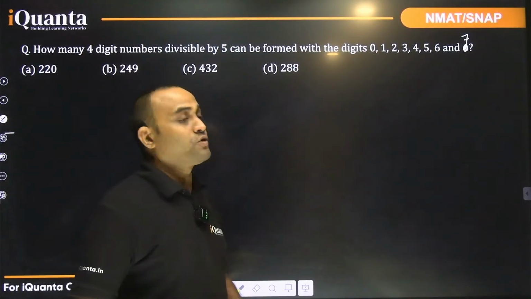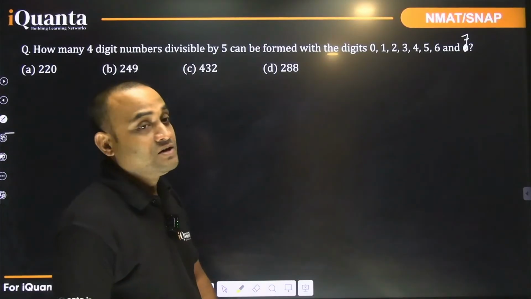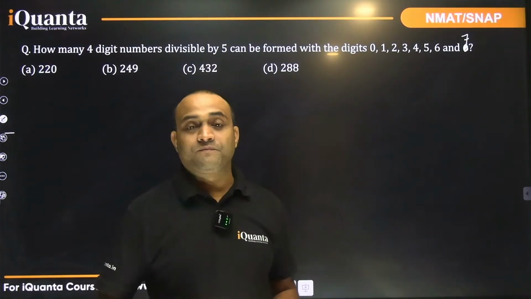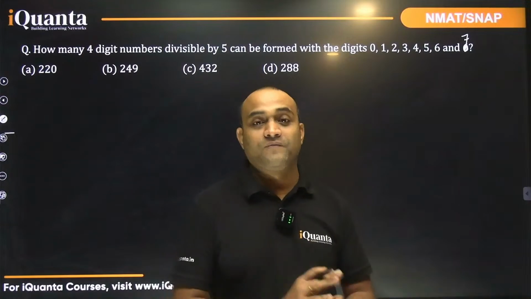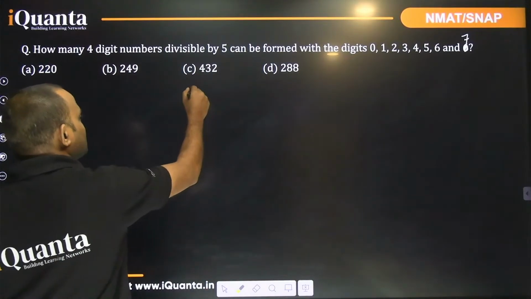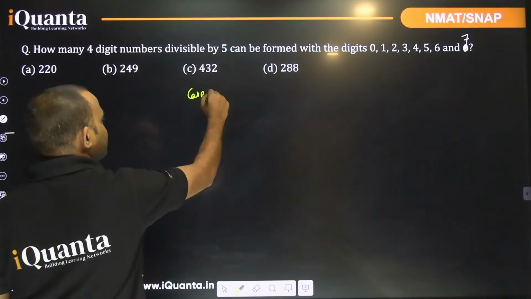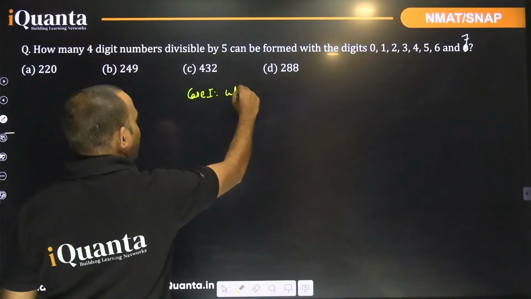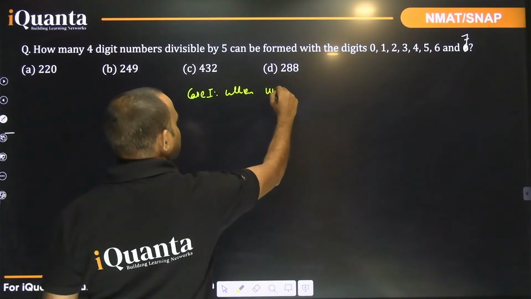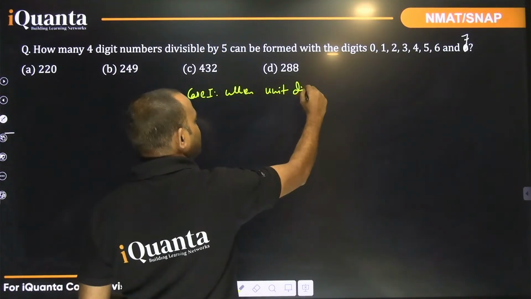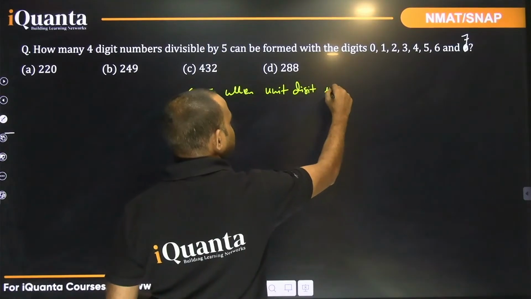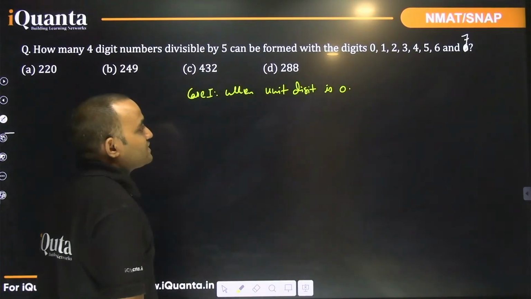See, how many 4-digit numbers which are divisible by 5 can be formed with the digits 0, 1, 2, 3, 4, 5, 6 and 7. Starting with that. A number is divisible by 5 if the unit digit is 0 or 5, right? So we will have to consider two different cases. Case 1, when unit digit is 0.